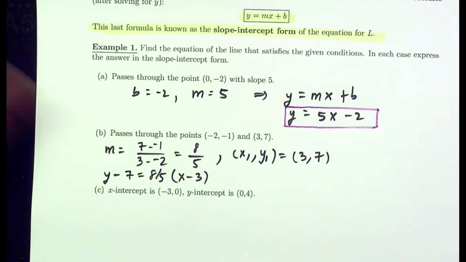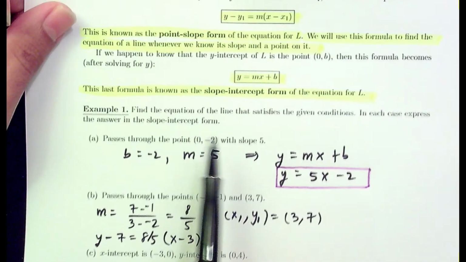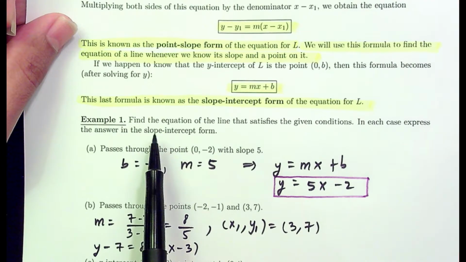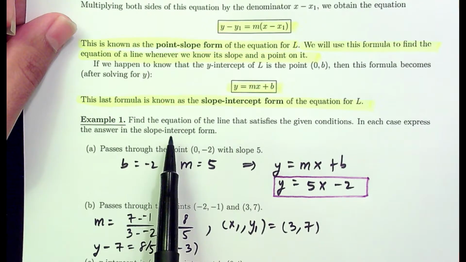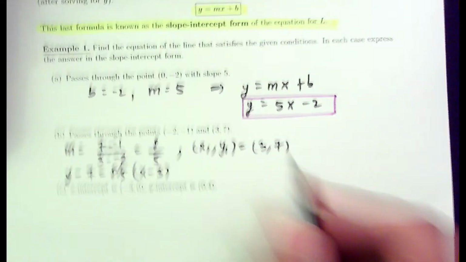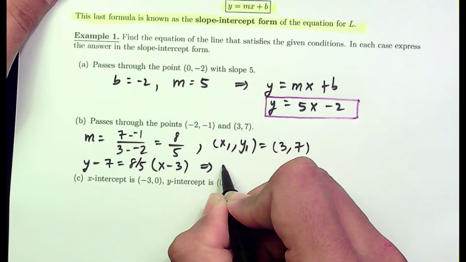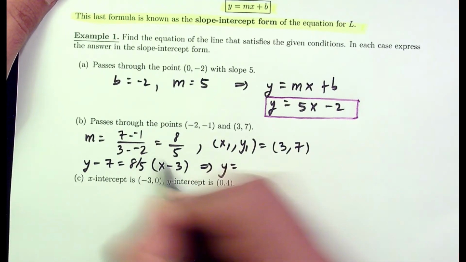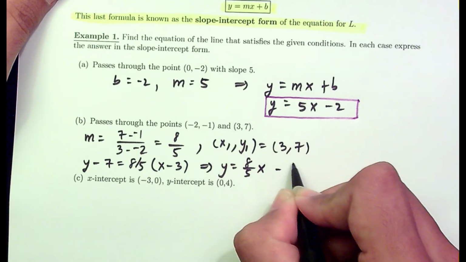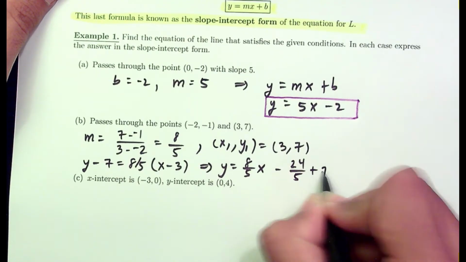All right, and then normally we solve for y. In fact, that's one of the instructions: it says express your answer in slope-intercept form, so that means I need to write it like this. That's the slope-intercept form. So we're going to solve for y. First, you need to distribute, so y equals 8 over 5 x minus 24 over 5, and then you also move the 7.